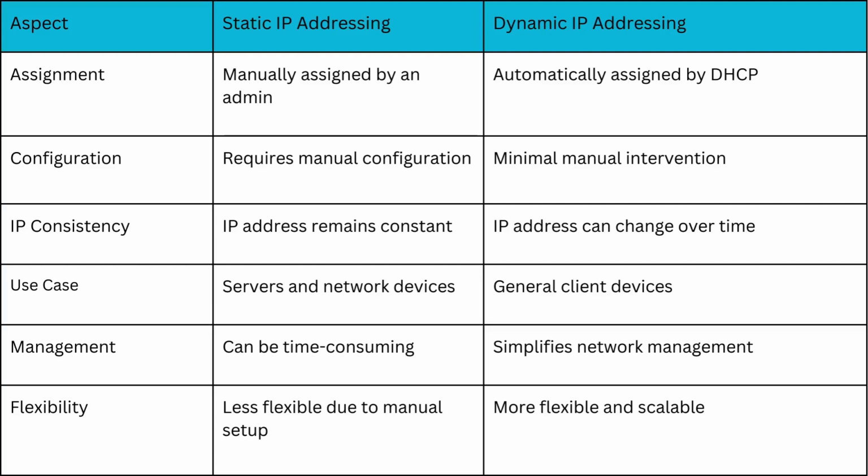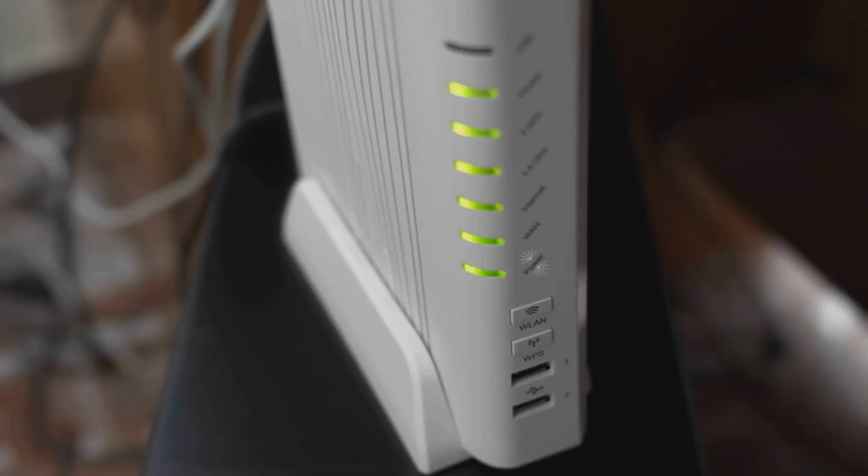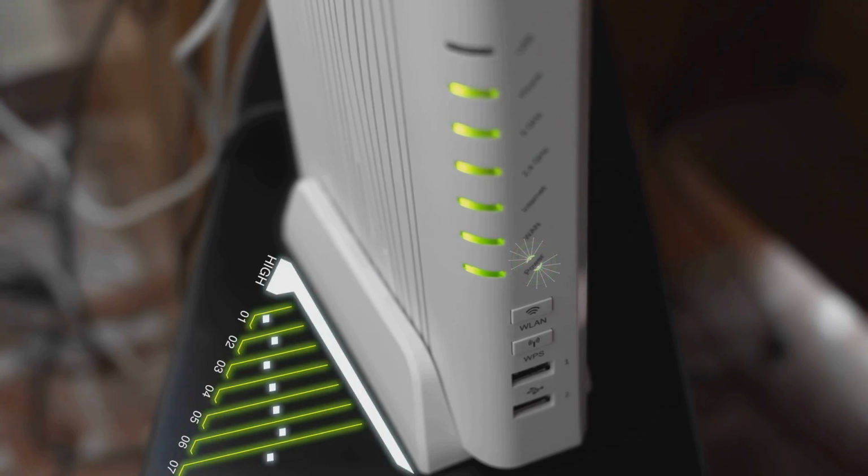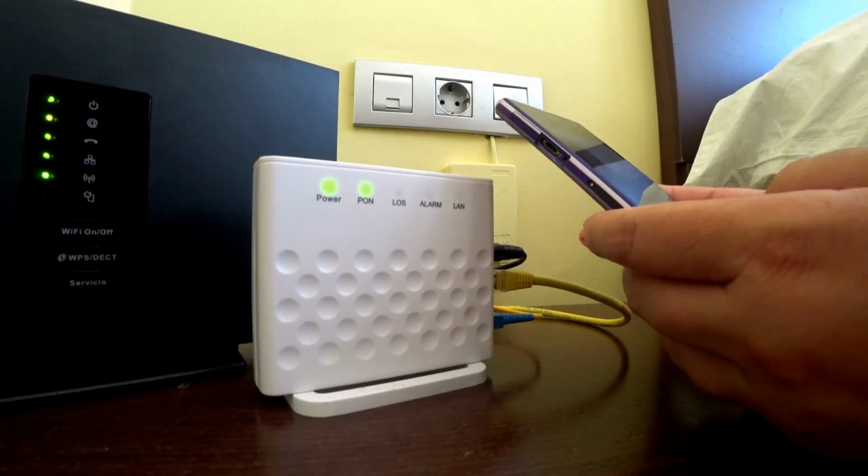There are two main ways devices get their IP addresses. Static IP addresses are manually assigned and don't change. These are often used for servers or devices that need a fixed address. Dynamic IP addresses are assigned automatically by DHCP, or Dynamic Host Configuration Protocol. Most home devices use dynamic addresses because they're simpler to manage. For example, when your laptop connects to your Wi-Fi, it usually gets a dynamic IP address like 192.168.1.5, which could change the next time you connect. This flexibility makes dynamic IPs ideal for most home networks.